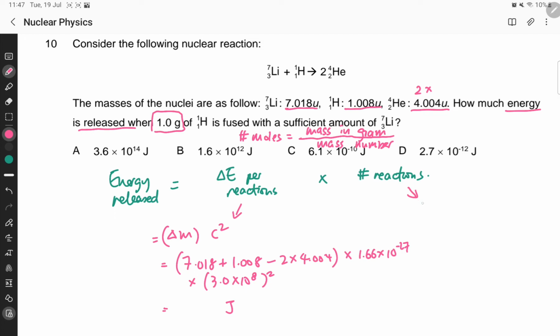So here, the number of reactions is equal to simply 1.0 gram divided by 1, okay? So this gives you a number of mole times 6.02 times 10 to the power of 23, okay? Both answers combined together, you'll get the final answer as 1.61 times 10 to the power of 12, and that will be option B.